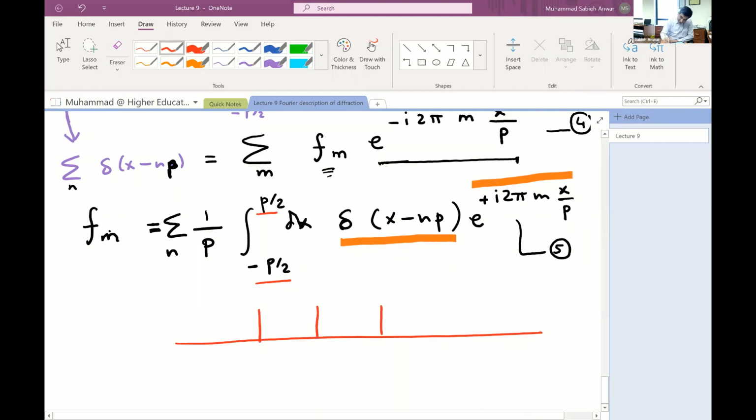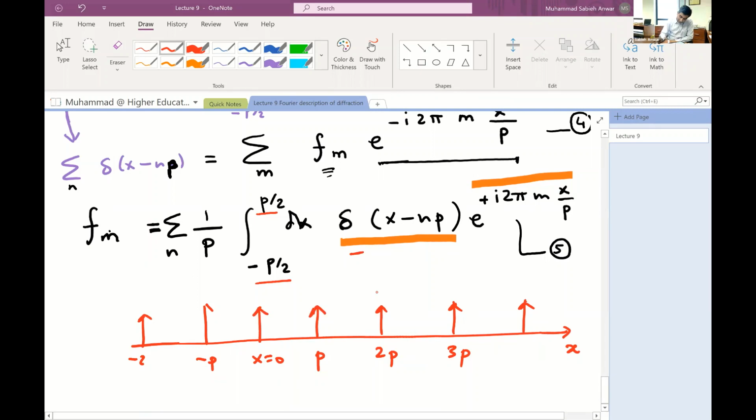This is my x equals 0. This is my x equals p. This is 2p, 3p. This is my minus p and minus 2p. So this is my function whose Fourier expansion I'm seeking to find. Look at this thing. This thing is drawn over here.